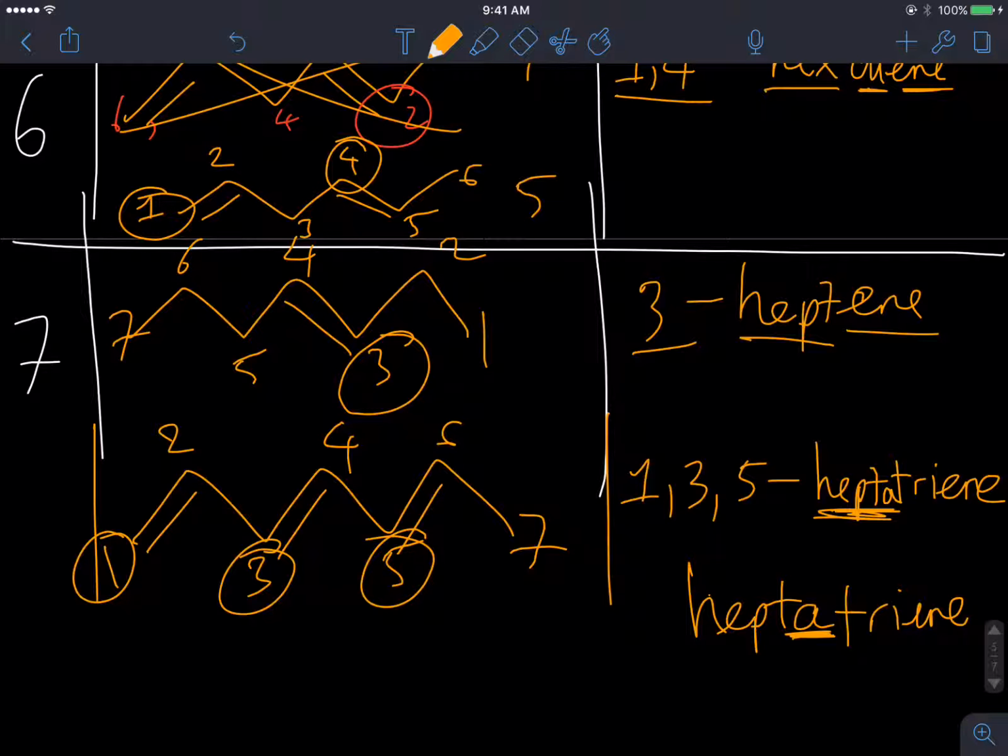Check out the next video for the alkyne. The alkyne is the same as alkene, but change the ending from ENE to YNE. It's going to be fast for the next video.